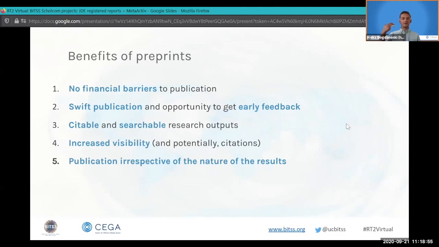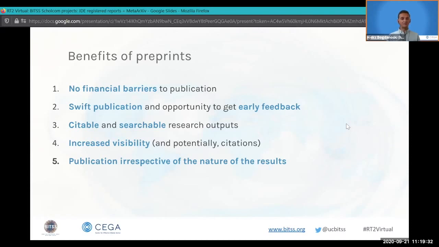It is free to both post and read preprints, which is a very welcome development, considering that journal publications are very expensive to both publish, but then also access due to paywalls. They provide a mode of swift publication, an opportunity to get early feedback. I'm sure many of you have been aware of the discussions on Twitter of early work that has revolved around preprints posted related to COVID-19 research.